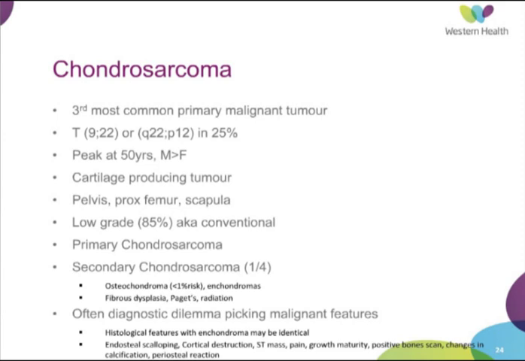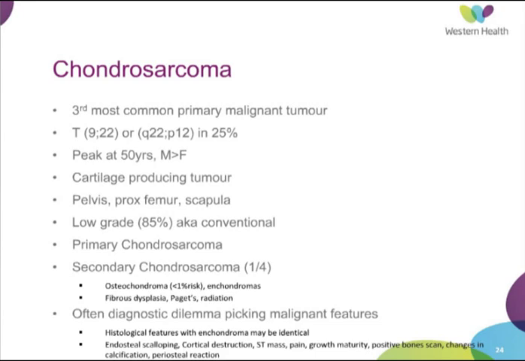Chondrosarcoma is the third most common primary malignant tumour. Again, it's associated with translocation in the cytogenetics in approximately a quarter of the tumours. It has a peak at 50 years, and again, more males are affected than females. It's a cartilage-producing tumour, so no osteoid is produced by this tumour, and it commonly affects the pelvis and proximal femur. The standard chondrosarcoma is a low-grade lesion, so it is a slow replicating tumour.